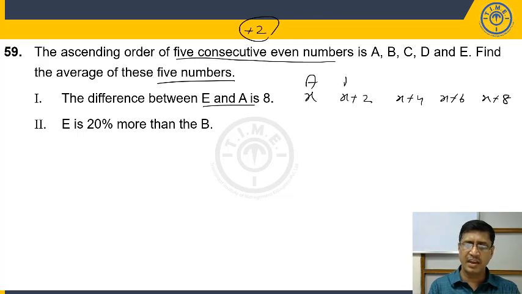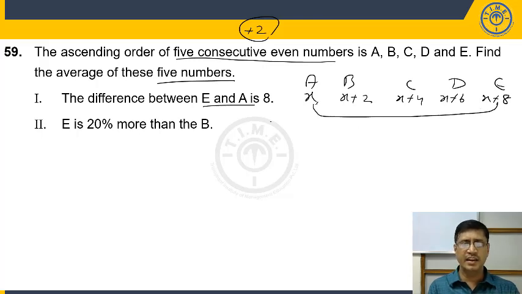So if you take A, B, C, D as the numbers, what is the common gap here? The gap between E and A is 8. So what is the x value? It will match any value; we can take any value. You can start with 2, 4, any value as x. So it will be satisfied for all even numbers. So statement 1 is insufficient to answer.